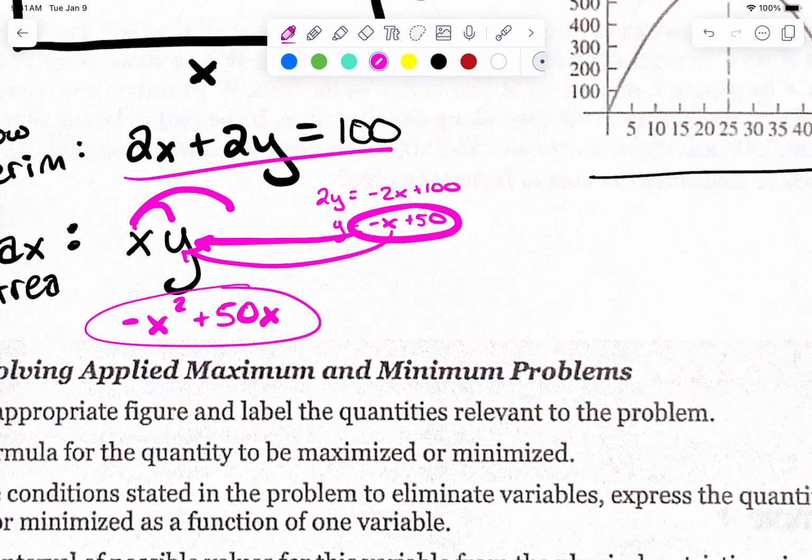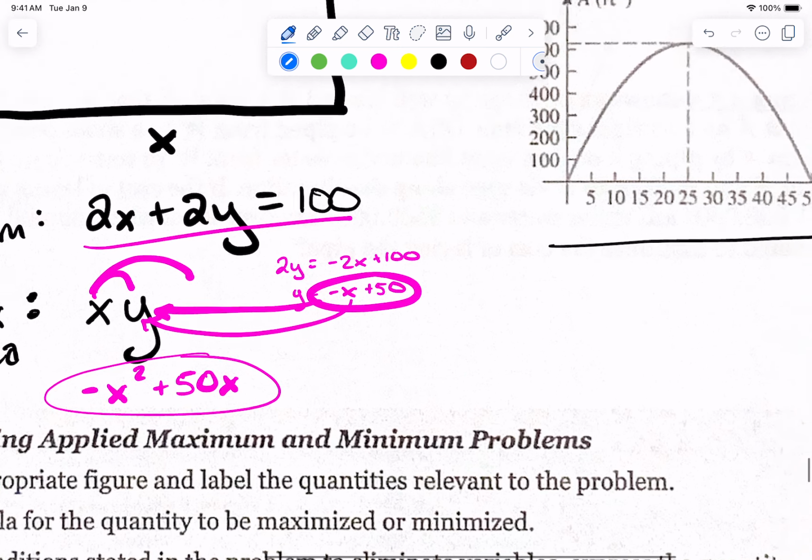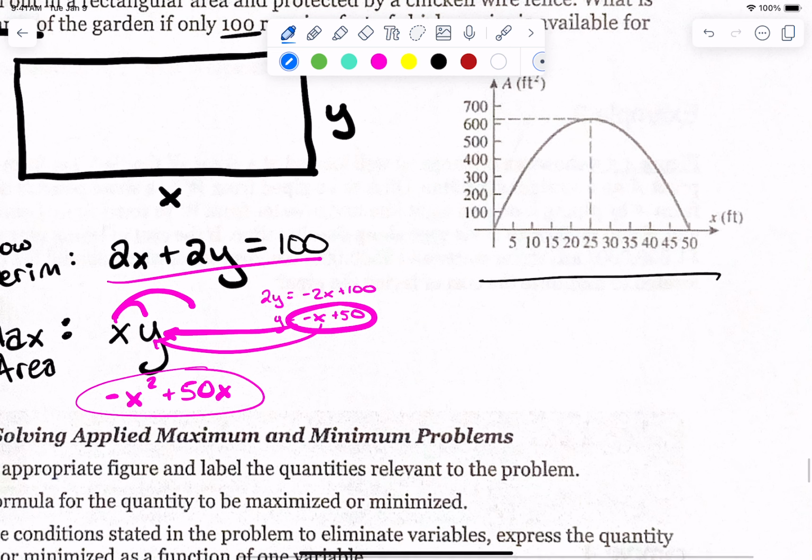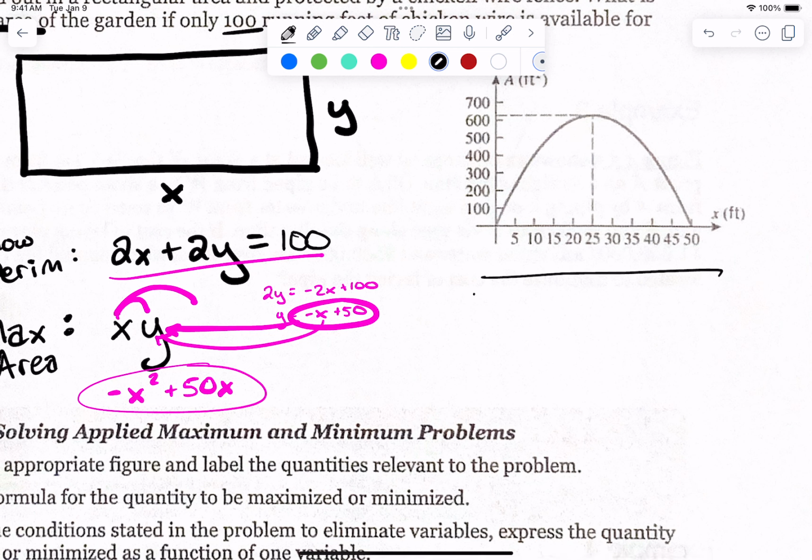Now I want to take the derivative of that. Actually, before I take the derivative, is this an open interval or a closed interval for what x can be and what y can be? Closed, right? We have it in terms of x right now. What's the lowest number that x can be? Like 0, right? That isn't going to do very well for me because that's not any dimension at all, but we'll say 0. What's the upper limit of what x can be?